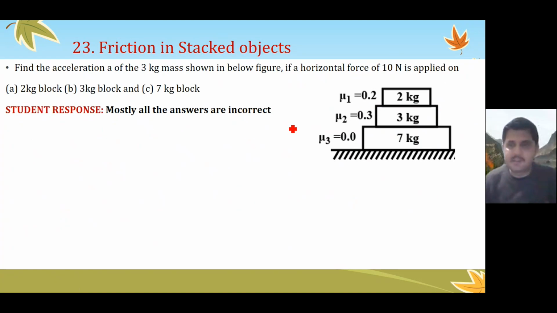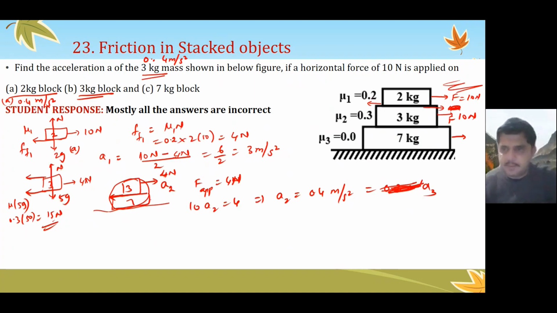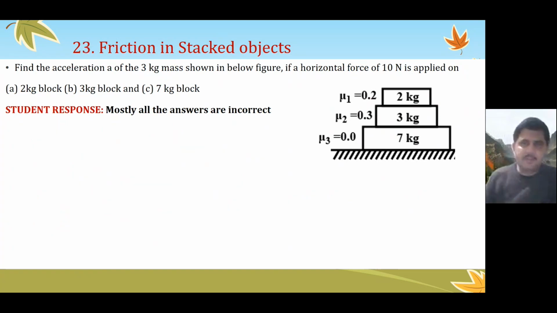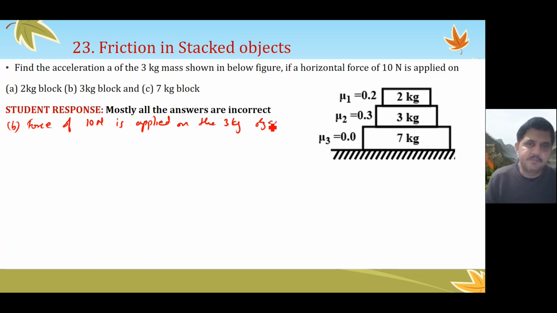Now what has happened? Let me remove this F equal to 10 Newton here. This is only 4 Newton here, right? Now here, what is happening? A force of 10 Newton is applied on the 3 kg object. That means you are applying a force F equal to 10 Newton here. Now the question is, what will happen to the two objects, or what is the acceleration of this?